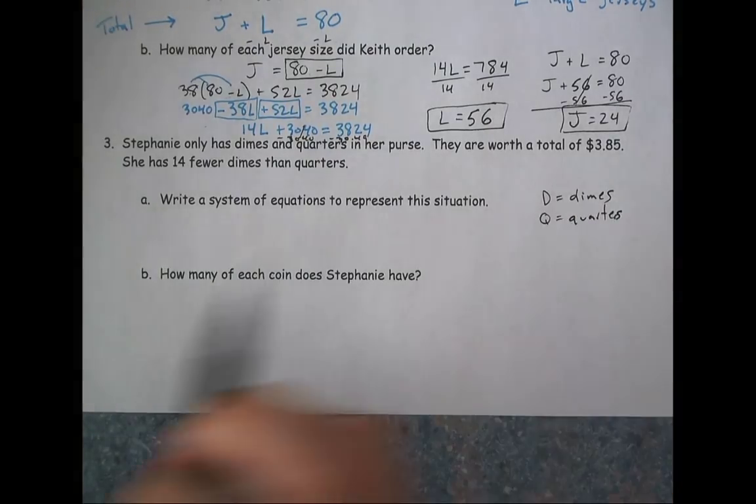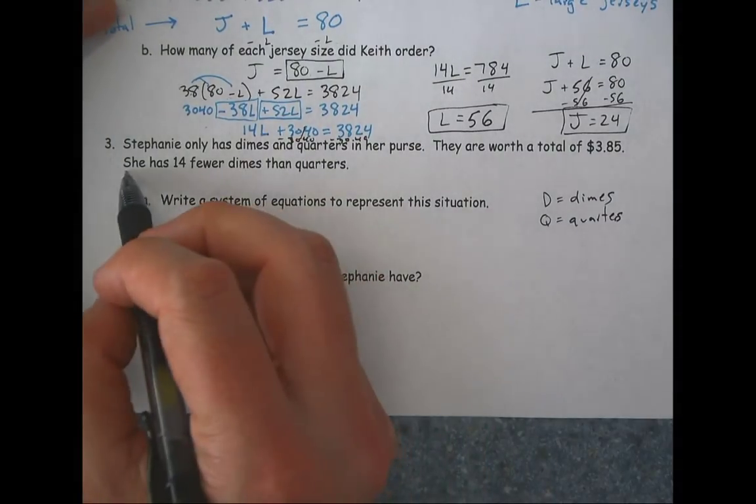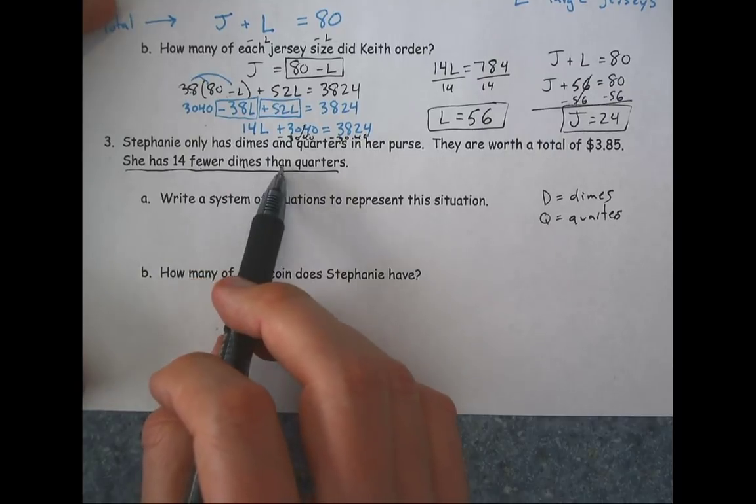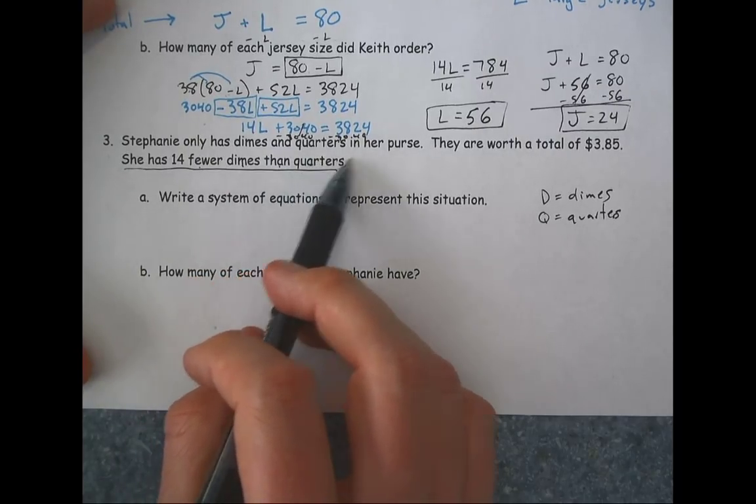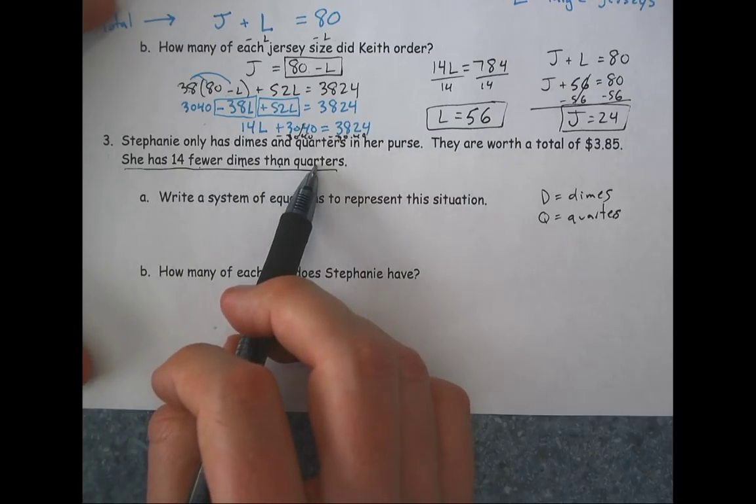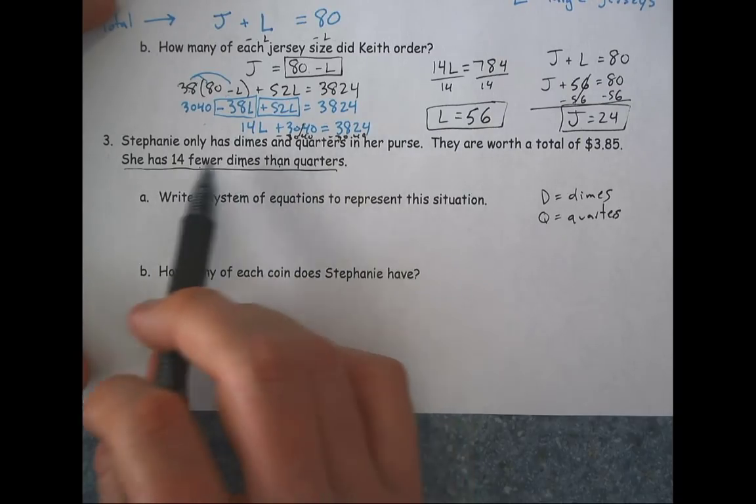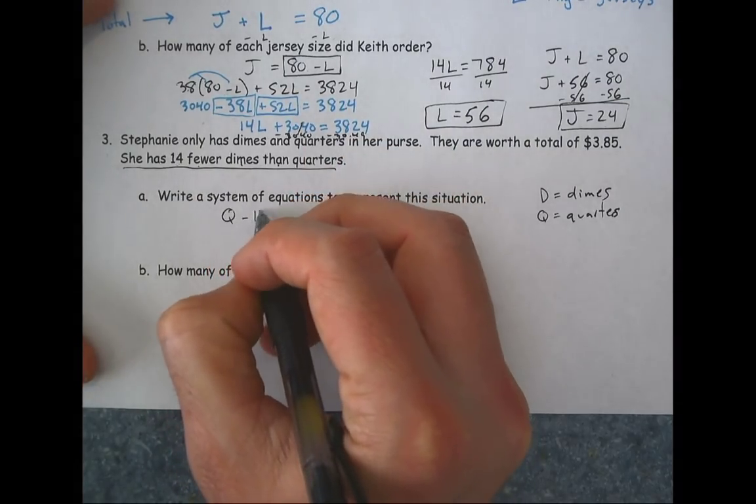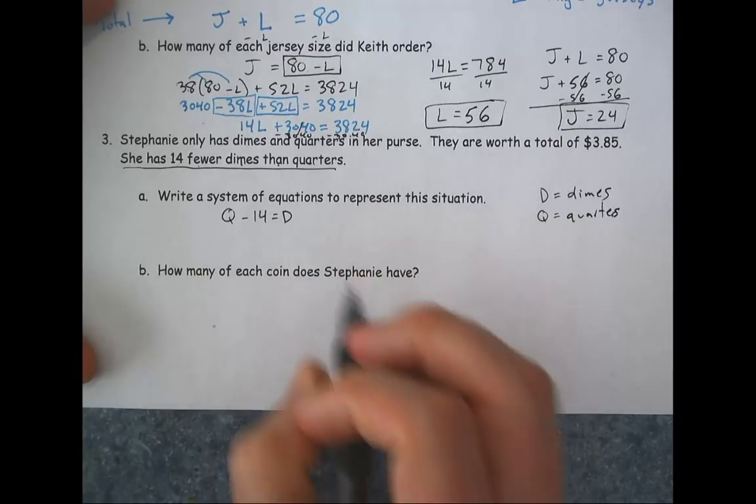I'll come back to the money in a second, but we can go ahead and write an equation right here. She has 14 fewer dimes than quarters. So if you know how many quarters there are, there's 14 fewer dimes. So you take the number of quarters, right, and you subtract 14 from it. So the quarters minus 14 equals the dimes.